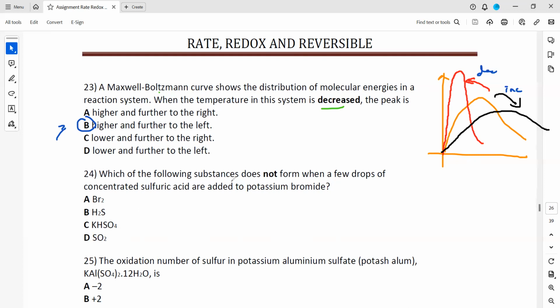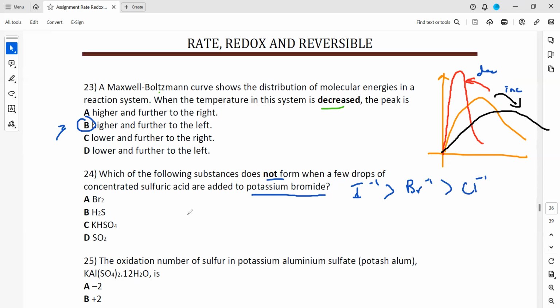Which of the following substances does not form when a few drops of sulfuric acid are added to potassium bromide? So with potassium bromide, bromide is a good reducing agent. When we compare the reducing power, iodide is a better reducing agent than bromide, and bromide is better than chloride.